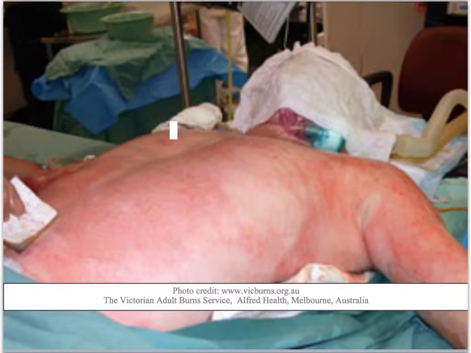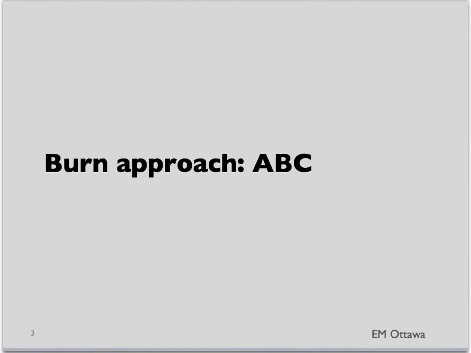Remember our patient with the 36% burn? Now he has arrived in the emergency department. What is our management priority? How do we put all the things that we've learned in part 1 and 2 together to manage this sick patient? Well, like with all sick patients in the emergency department, we start with ABC.